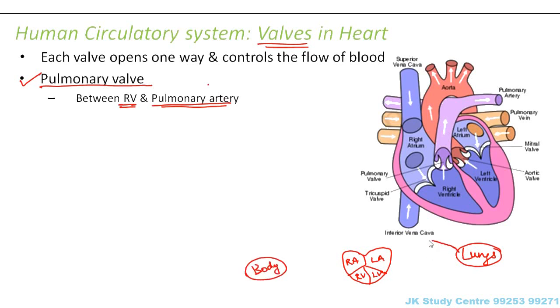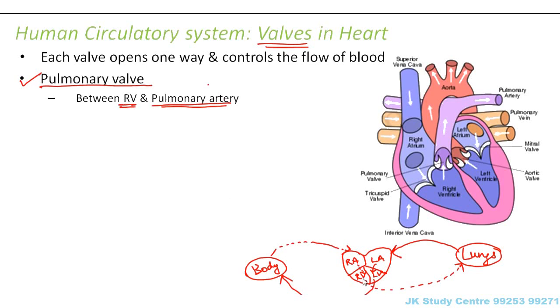So from the lungs, oxygenated blood comes to the left auricle. From there it goes to the left ventricle. From the left ventricle it goes to different parts of the body. From different body parts, the deoxygenated blood comes to the right auricle. From there it goes to the right ventricle, and from the right ventricle it goes back to the lungs. Right? So now, the pulmonary valve is present between the right ventricle and the pulmonary artery.